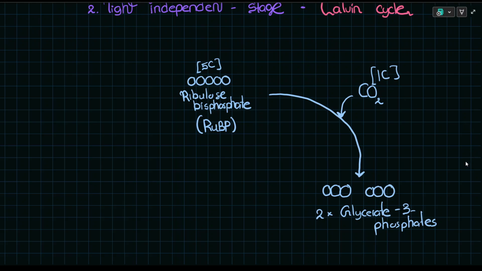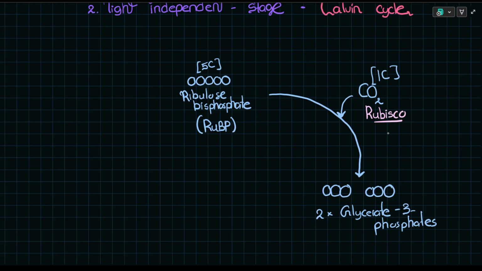Carbon dioxide is available in air. We understand that. But what enzyme or metabolic pathway or organism actually introduces this carbon dioxide into the Calvin cycle? That's our question. Who introduces this carbon dioxide? That is done by an enzyme known as rubisco.